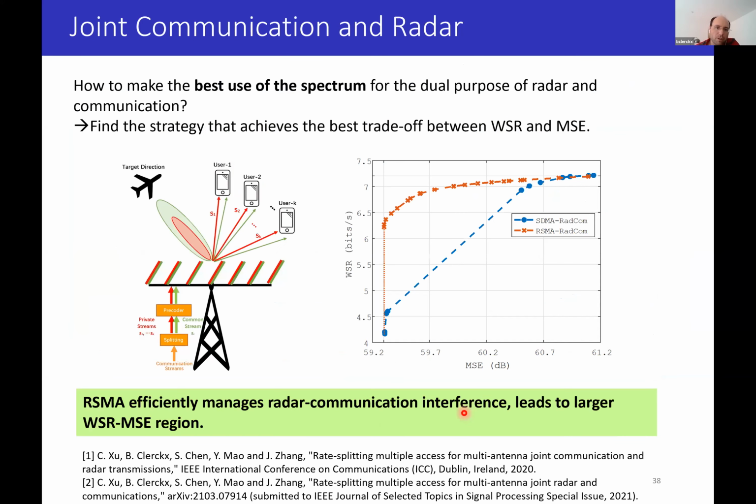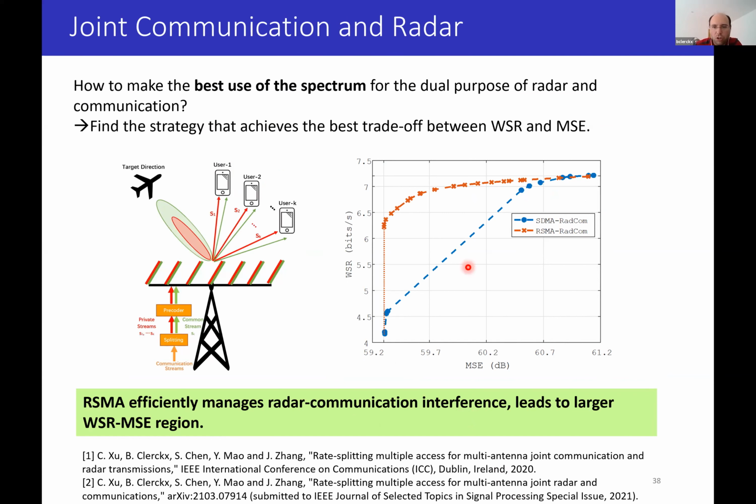Right. What if you do integrated communication and sensing? One of the problems there, or radar sensing, is to make use of the spectrum for radar or for sensing and at the same time communication. If you use radar and communication in the same band, you're going to have interference between radar and communications. So the question is, how do you find a strategy that achieves the best trade-off between communication performance and radar performance, the radar metric?